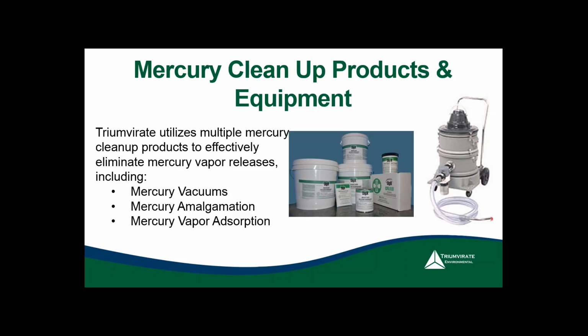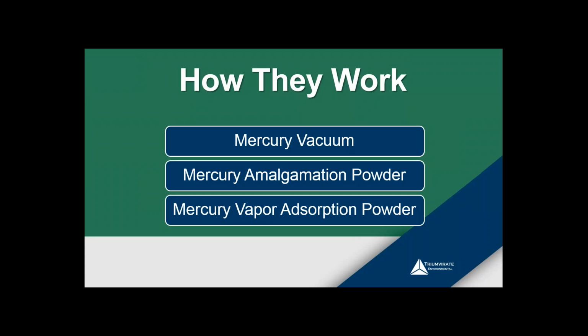So, mercury cleanup products and equipment. These are common products and they're commonly used at Triumvirate. Triumvirate utilizes multiple mercury cleanup products to effectively eliminate mercury vapor releases, including the Mercury Vacuum, which is shown on the far right, and Mercury Amalgamation and Mercury Vapor Adsorption products, which are shown in the middle. I will talk about those in detail right now and how they work.